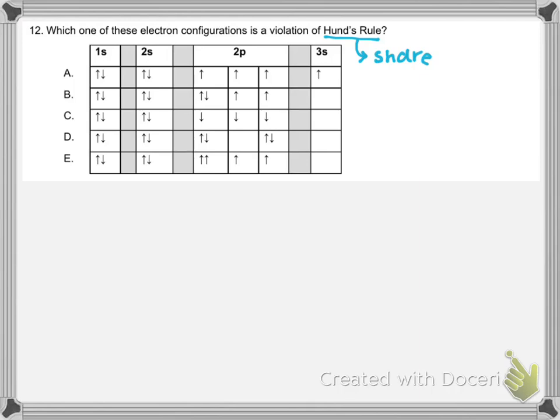Okay. For number 12, they want us to figure out which electron configuration is a violation of Hund's rule. Hund's rule is the share before you pair rule, and it's also the match your spins rule. And so what that means is if we have unpaired electrons, they either need to all be pointing up or all be pointing down. Doesn't matter between those two, they just all have to match.